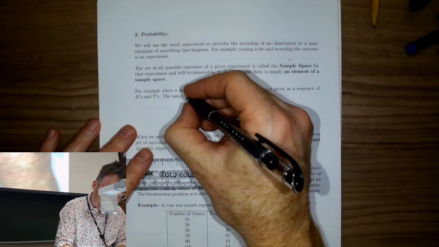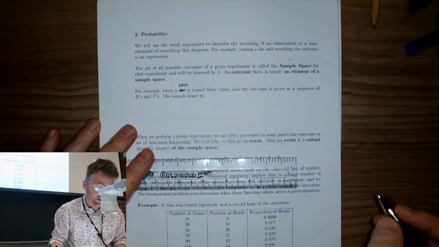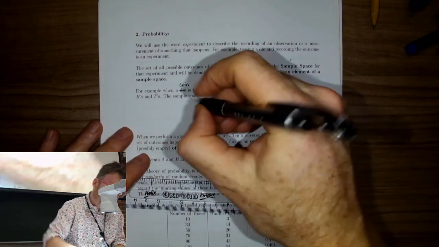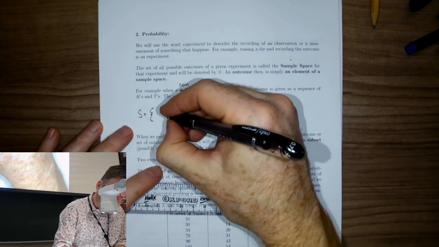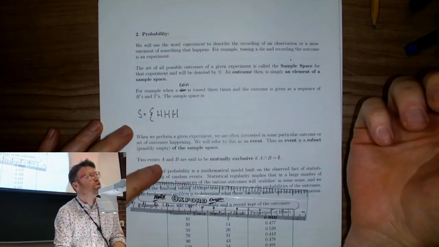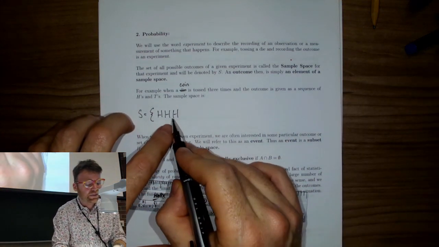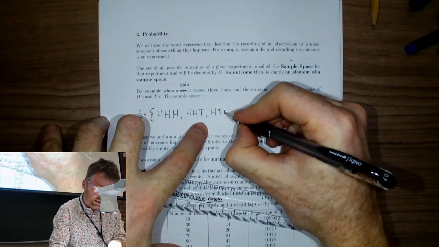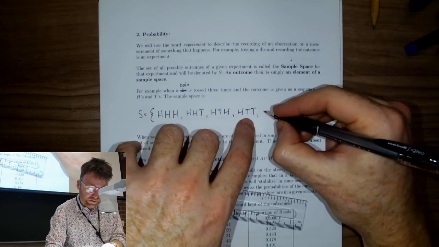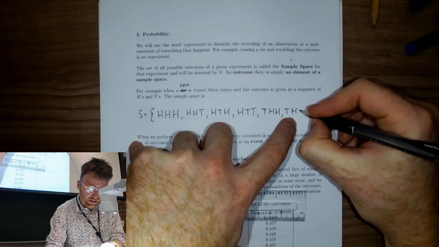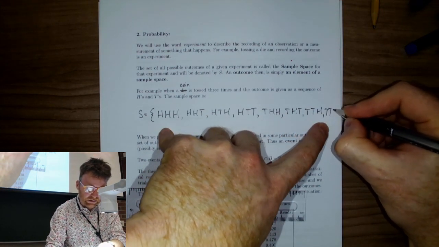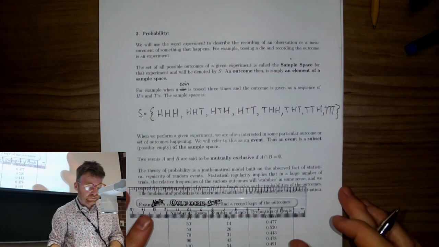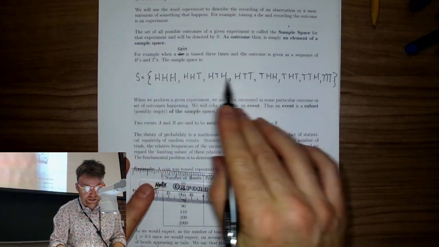When a coin is tossed 3 times, and the outcome is given as a sequence of heads and tails, the possible sequences could be, well, it could be head the first time, head the second time, head the third time. Triple head. An outcome of this experiment might be head, head, head. But you can also have head, head, tail, or head, tail, head, or head, tail, tail, or tail, head, head, or tail, head, tail, or tail, tail, head, or tail, tail, tail. Behold the world of possible outcomes of this experiment. So when we're talking about tossing a coin 3 times, this is what can possibly happen.